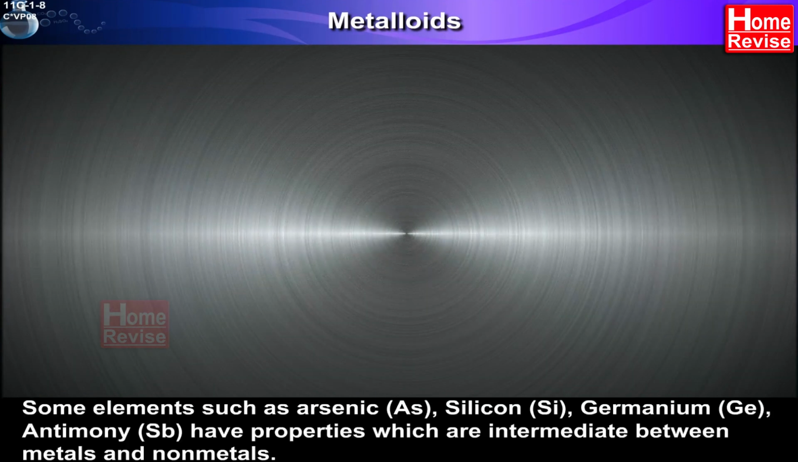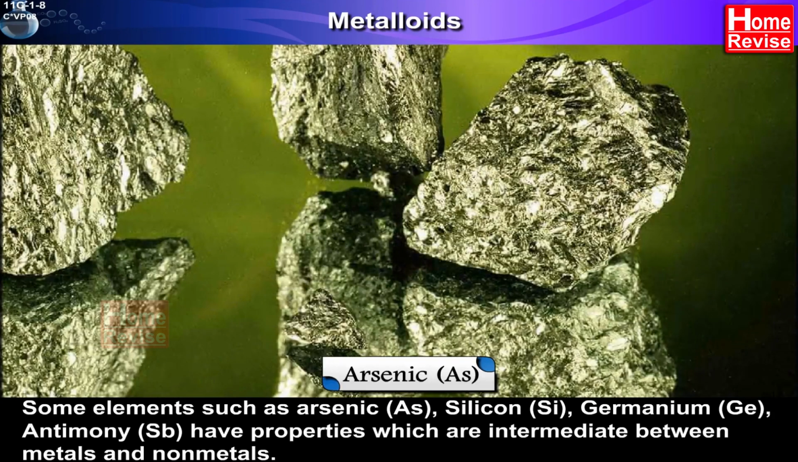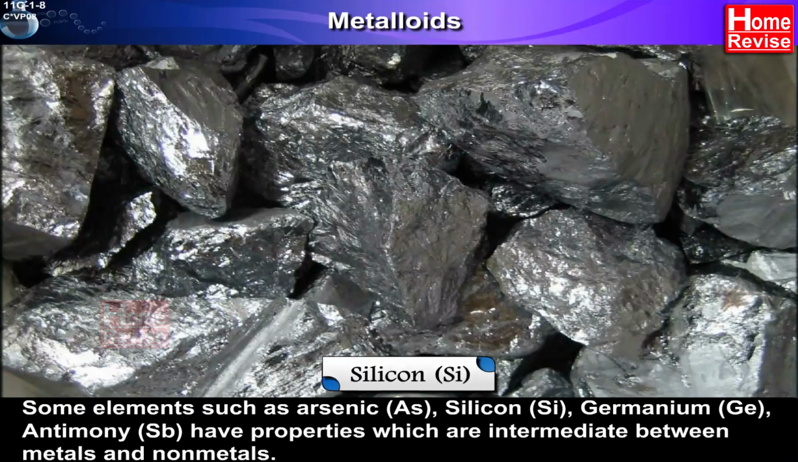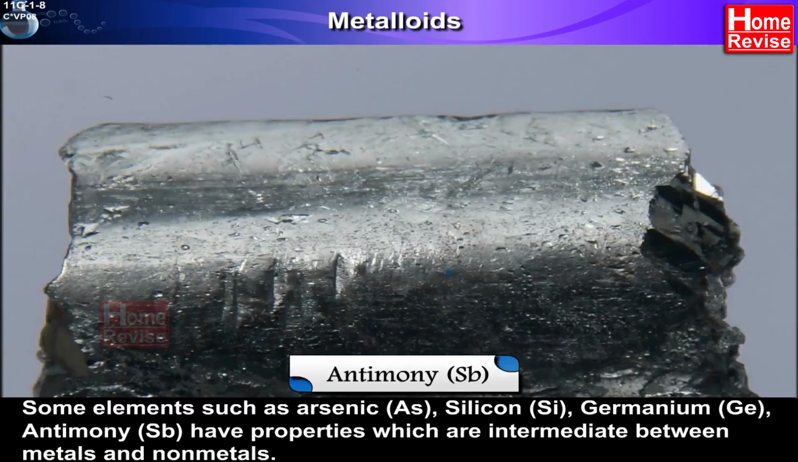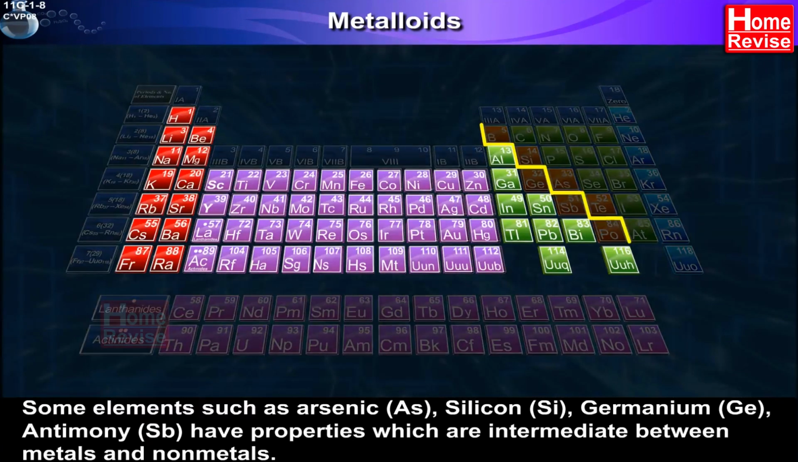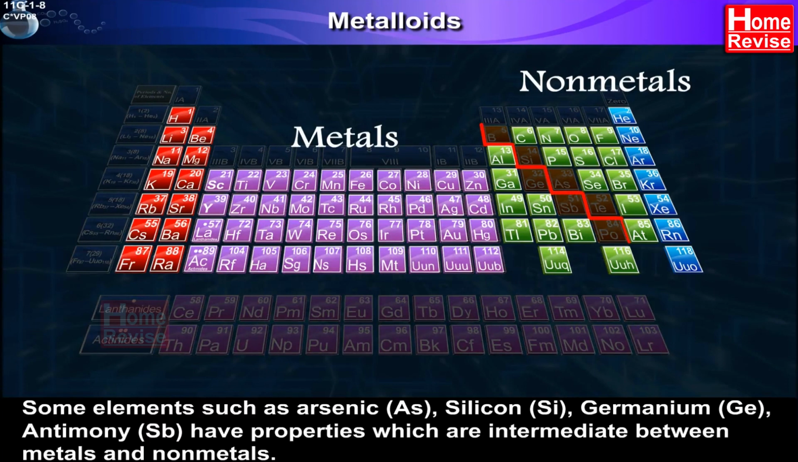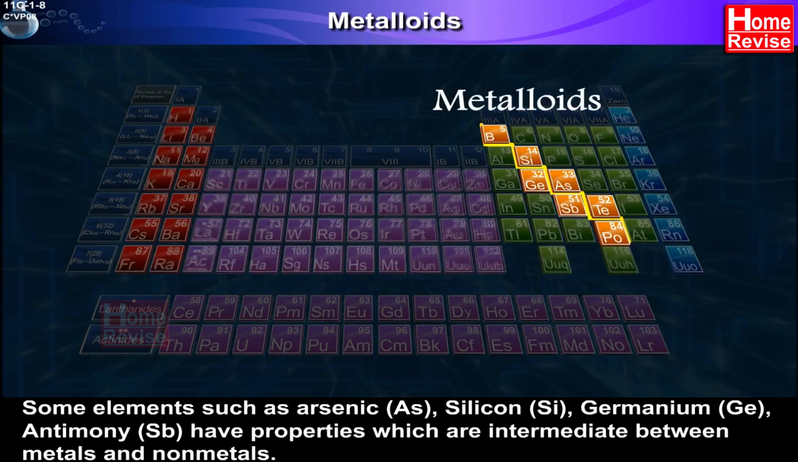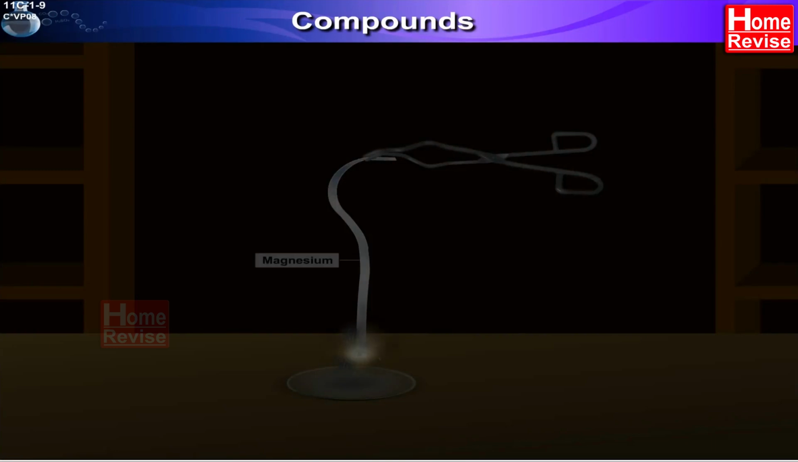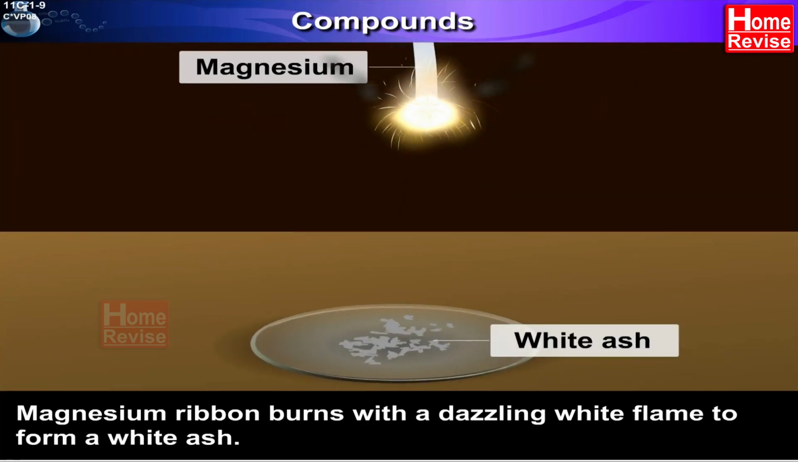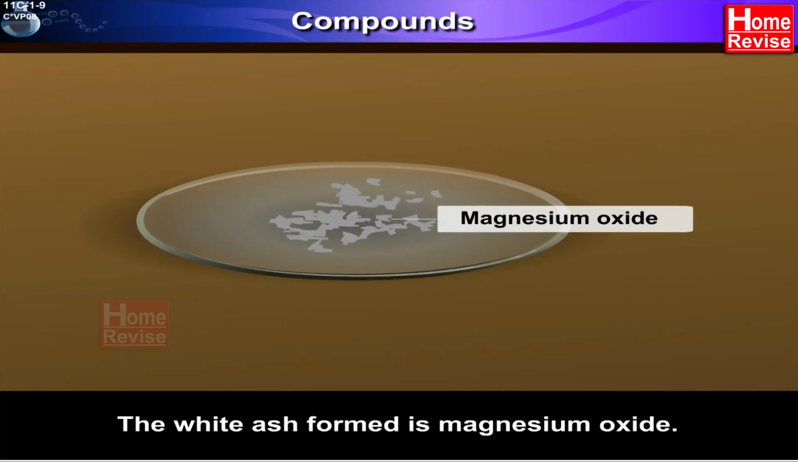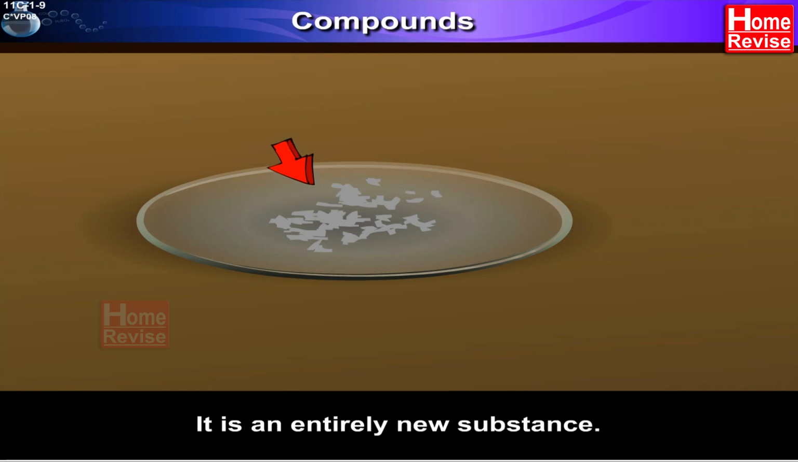Metalloids. Some elements such as arsenic, As, silicon, Si, germanium, Ge, antimony, Sb, have properties which are intermediate between metals and non-metals. Such elements are called metalloids. Compounds. Magnesium ribbon burns with a dazzling white flame to form a white ash. The white ash formed is magnesium oxide. It is an entirely new substance.